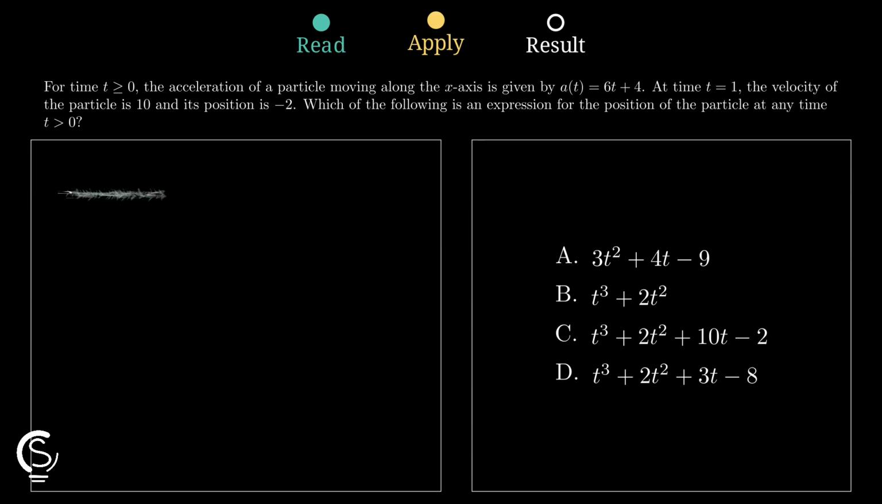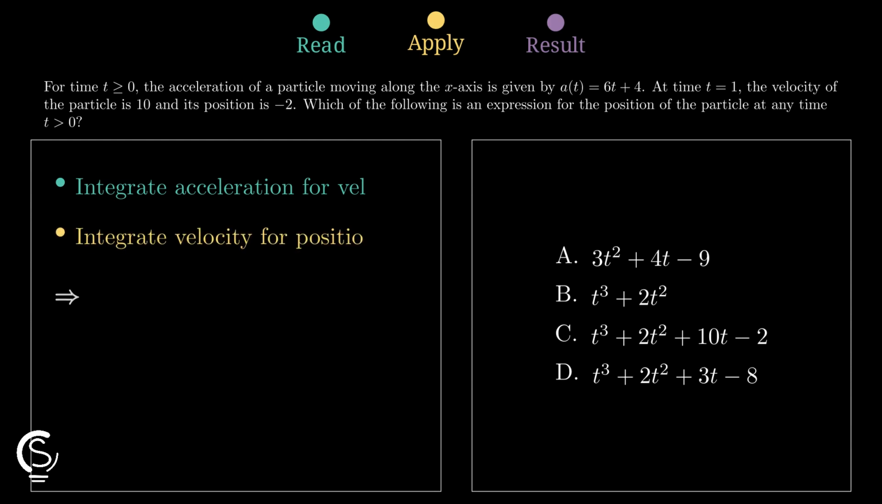Integrate the velocity function to find position. The integral of 3t squared plus 4t plus 3 gives t cubed plus 2t squared plus 3t plus k. Use the position at time 1 to solve for k. Plugging in -2 shows k is -8. Option D is the winner.